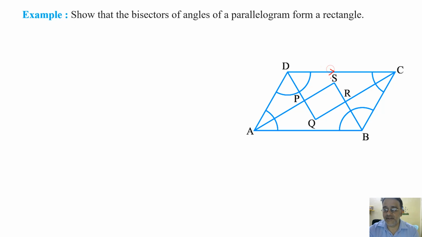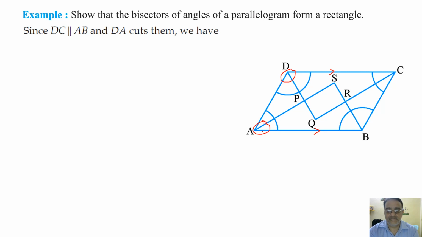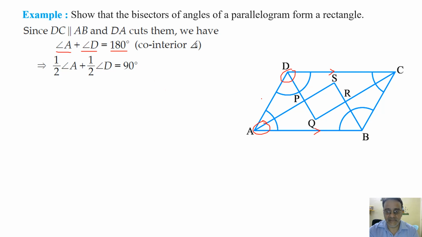DC parallel to AB. So what is the sum of these two angles? 180 degree. Why? Co-interior angles. Right, co-interior angles. So now half of angle A plus half of angle D is equals to half of 180. Half of 180 will be 90. ठीक है? यहाँ तक समझ में आ गया?